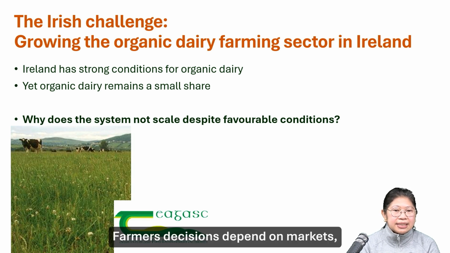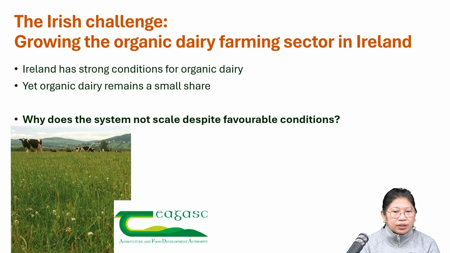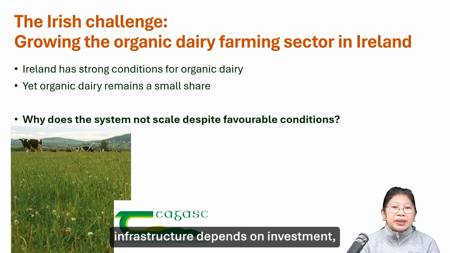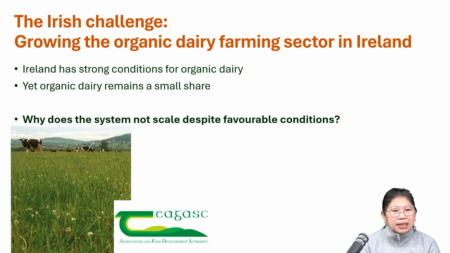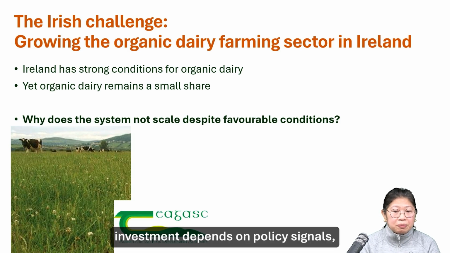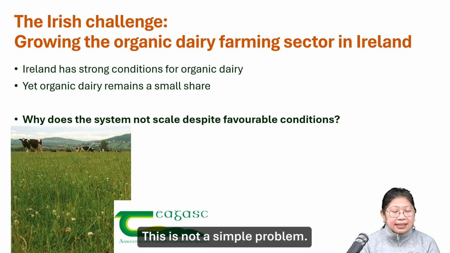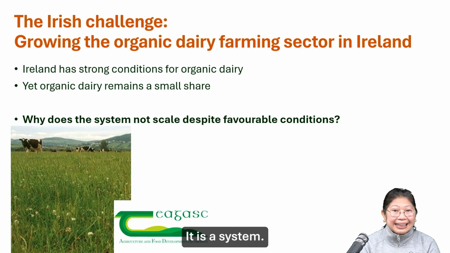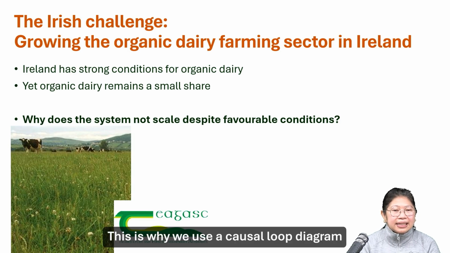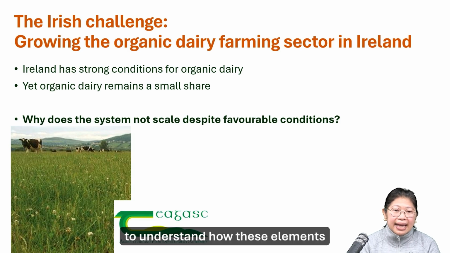Farmers' decisions depend on markets. Markets depend on infrastructure. Infrastructure depends on investment. Investment depends on policy signals. And policy depends on system outcomes. This is not a simple problem. It is a system. This is why we use a causal loop diagram, to understand how these elements interact and evolve over time.